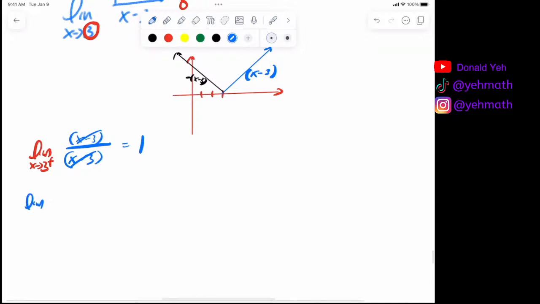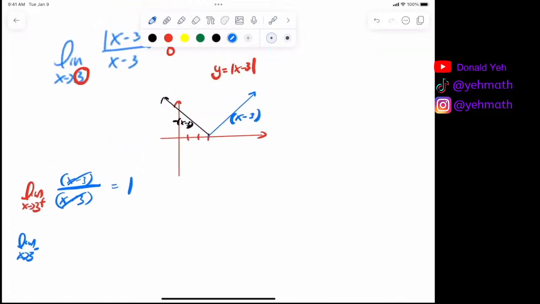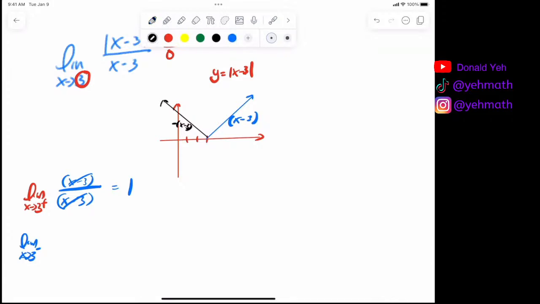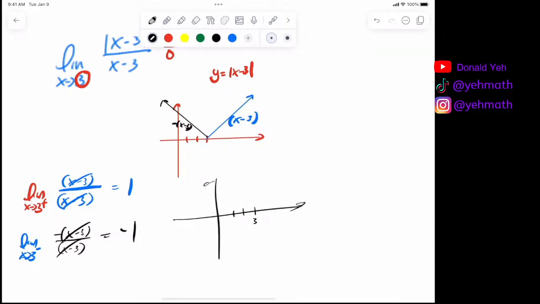How about the limit as x approaches 3 from the left side? Well, on the top we're going to choose the black part, right? And that will cancel out. That's going to be negative 1. It's going to be like this. And we've seen this graph before, because one side's 1, one side's negative 1.